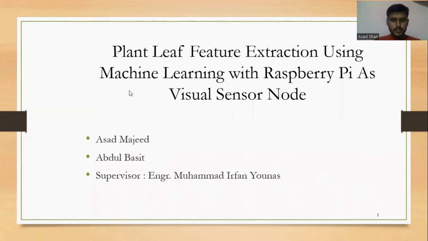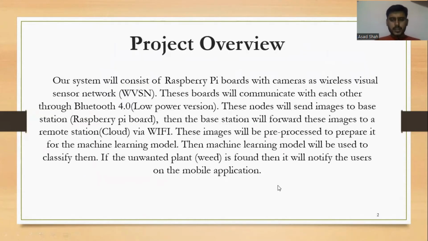Myself, Asad Majid, and I am along with my groupmate Abdul Basit, and we are going to present our final year project presentation. The title of our presentation is Plant Leaf Feature Extraction Using Machine Learning with Raspberry Pi as Visual Sensor Node. This project is supervised by Engineer Muhammad Irfan Yunus. So first of all, we will be going through the project overview. Then we will be moving to our next topics.